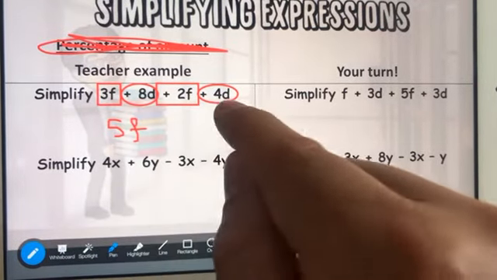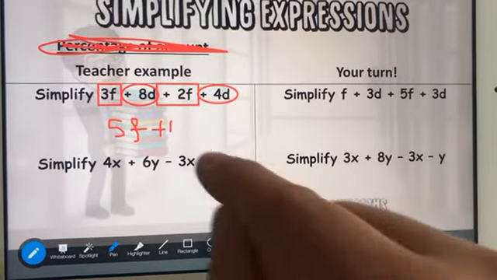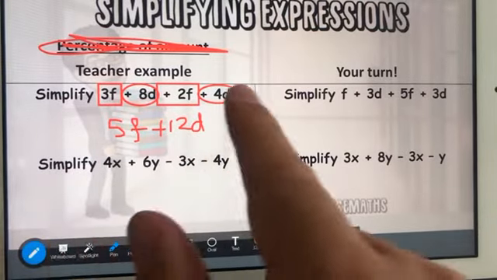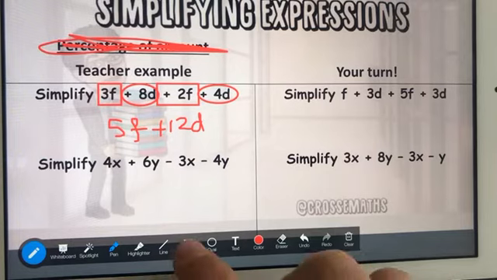Then the d's, 8d and 4d, add together to make 12d. Very straightforward, okay? Remember, these won't simplify any further. So this is it. They can't be put together, so don't try. That's the most common mistake people make.